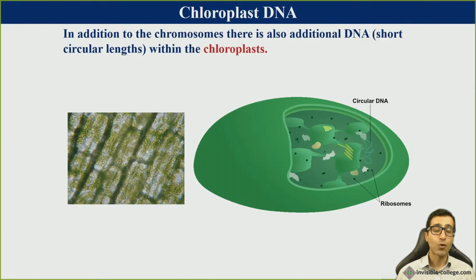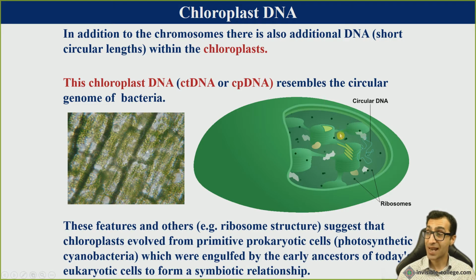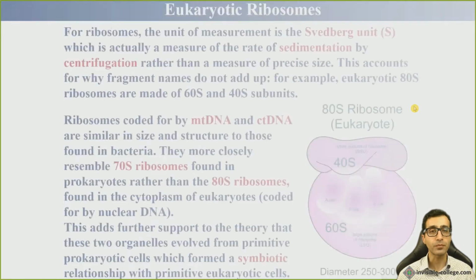In addition to the chromosomes, there are also short lengths of DNA within the chloroplasts as well. Again, we see here that chloroplasts also have their own ribosomes and their own circular loops of DNA. So again, this makes them resemble bacteria and prokaryotic organisms, and this has led to the idea that these also were once free-living organisms, which struck up a symbiotic relationship with the ancestors of the modern eukaryotic organisms.